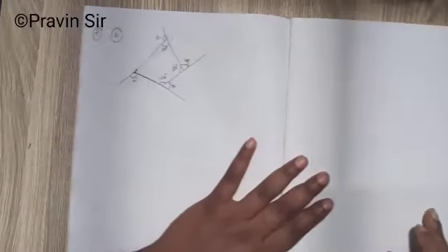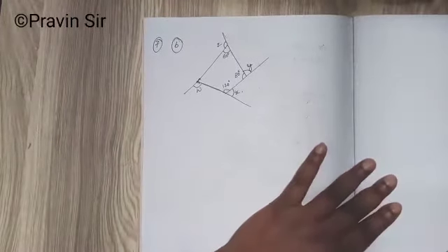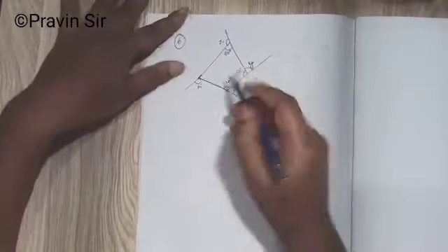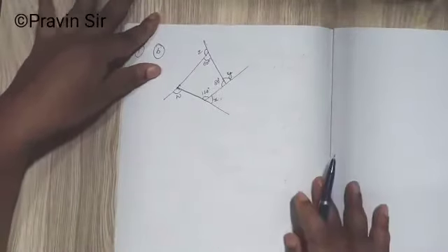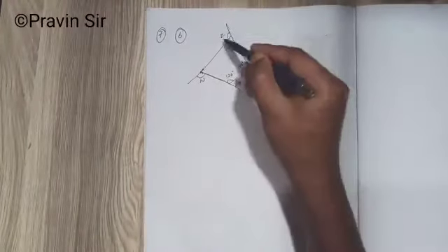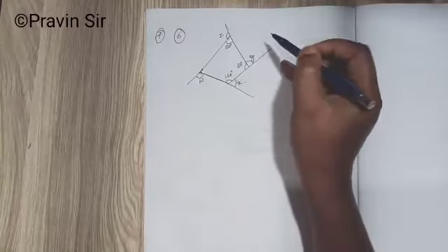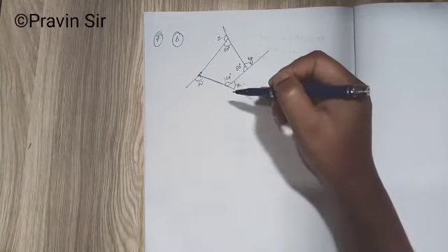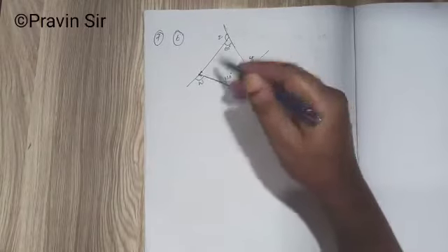Now let us try to do question number 7b, part b. Here also you have to find out the value of x, y, z, and w, and after that you have to add all the angles. We can find z very easily, y also, and x also, by using linear pair, and after that we will find w.